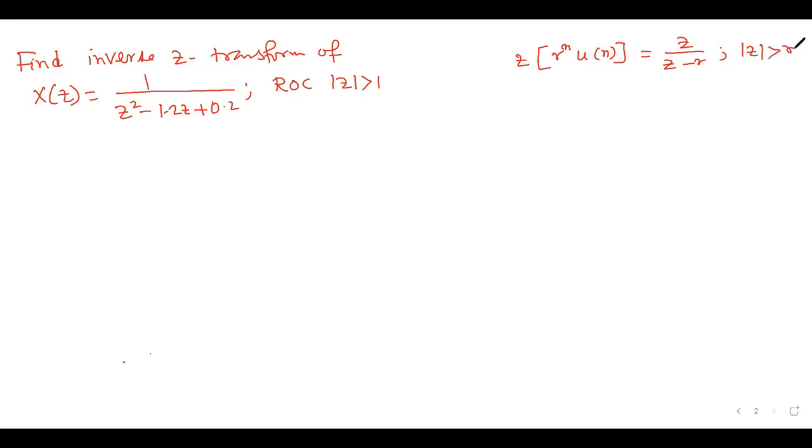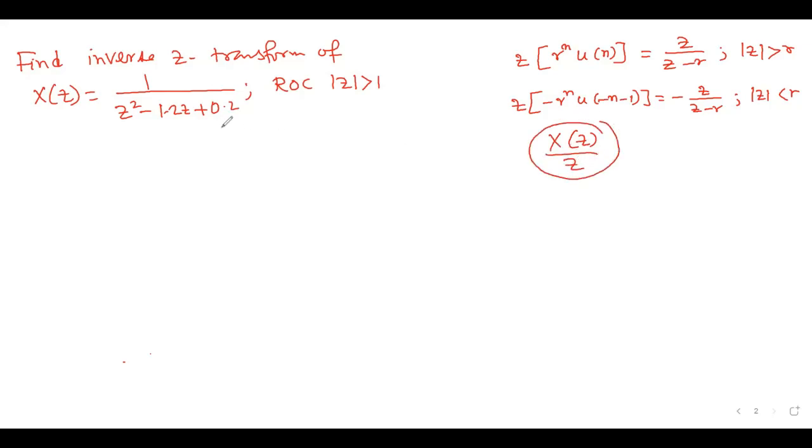Positive ROC. And you need to know the z transform of minus r to the power n u of minus n minus 1. That is minus of z by z minus r, for mod z less than r. All right. Then you find the partial fraction of X(z) by z.